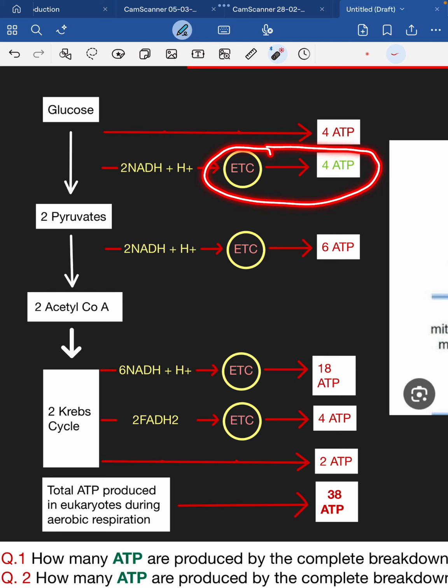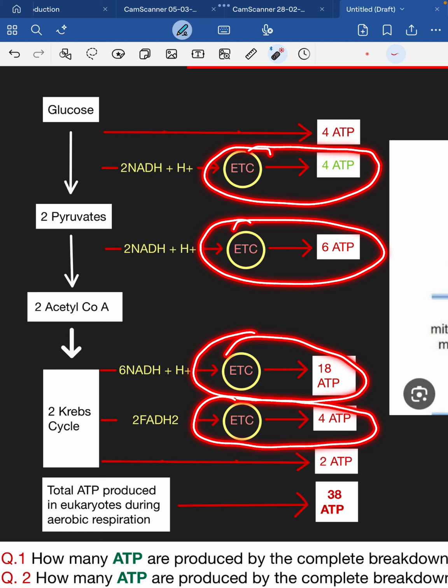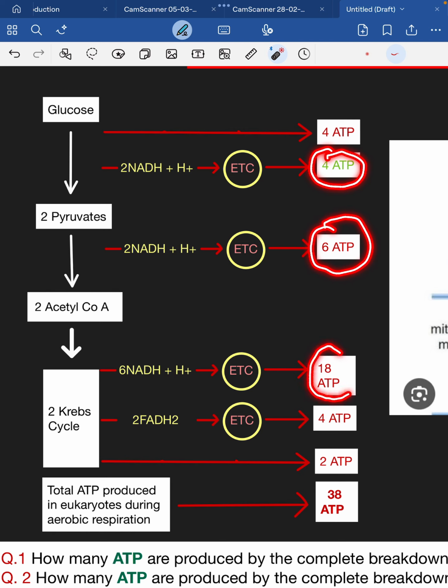Here is the electron transport chain, here is the electron transport chain, here is the electron transport chain, and here is the electron transport chain. So all these ATP are produced through the electron transport chain, and the formation of ATP through the electron transport chain is known as oxidative phosphorylation. So we can say that these 4 ATP plus 6 is 10, 10 plus 18 is 28, 28 plus 4 is 32, so 32 ATP are produced by oxidative phosphorylation. Oxidative phosphorylation means formation of ATP through the electron transport chain.